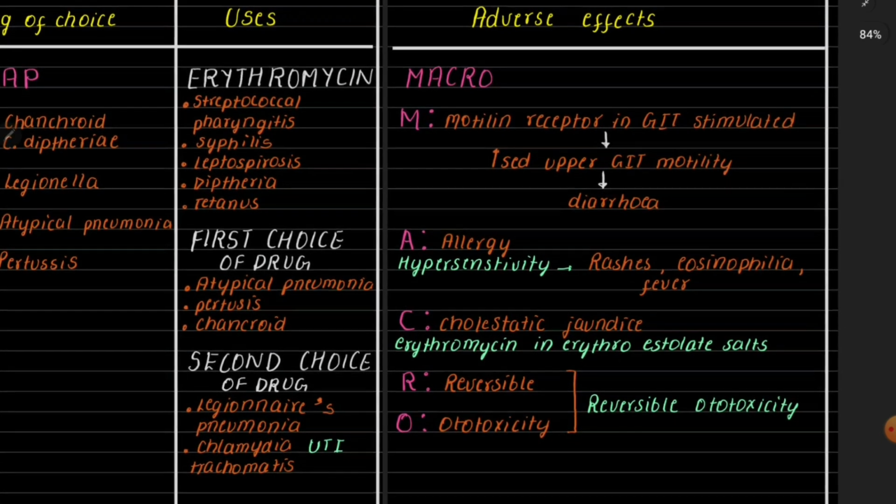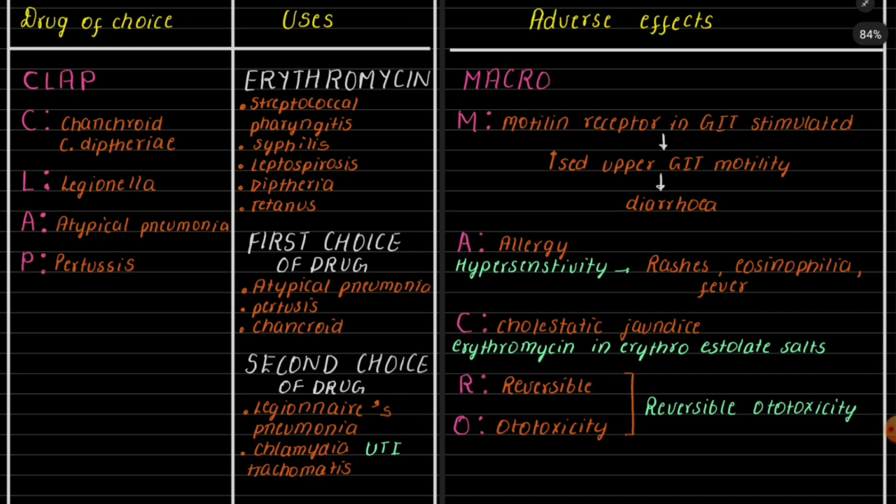Lastly, let us look at the adverse effects of macrolides. Here again we have a very easy to remember mnemonic, which is MACRO. M stands for motilin receptor in GIT, which gets stimulated by the effect of macrolides. Now, if the motilin receptors are stimulated in the GIT, they will produce more contractions, which will increase the motility of the upper GIT and cause diarrhea.